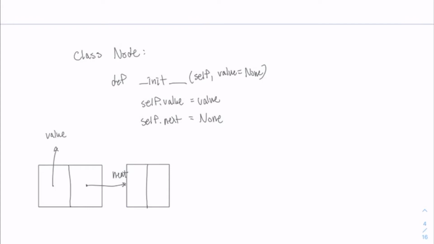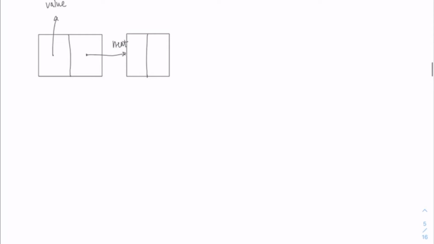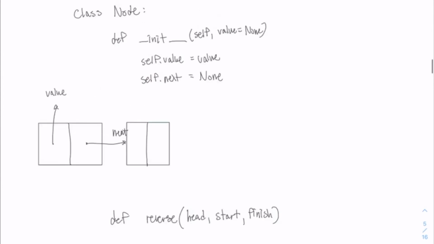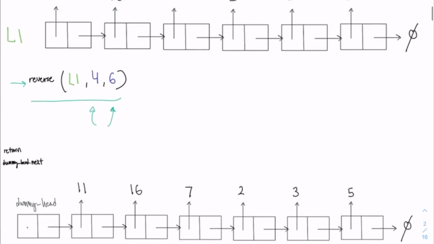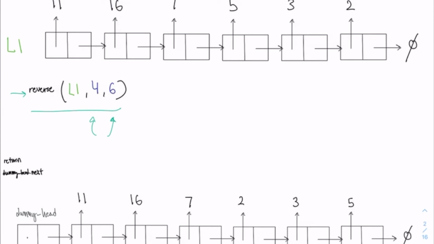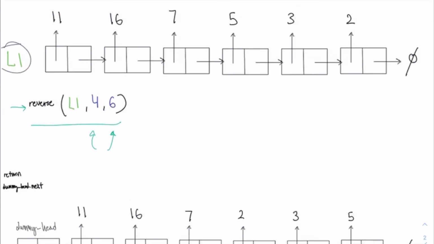Now, after we're done creating this class node, we can begin working on the function definition for reverse. So I'm going to call it reverse, and I'm going to have three parameters: head, start, and finish. Now, head is basically the first node of the linked list that we're trying to reverse. So in the example here, which we'll be using for the rest of the video, in L1, head is this node, and head will be assigned to 11 throughout the whole code.